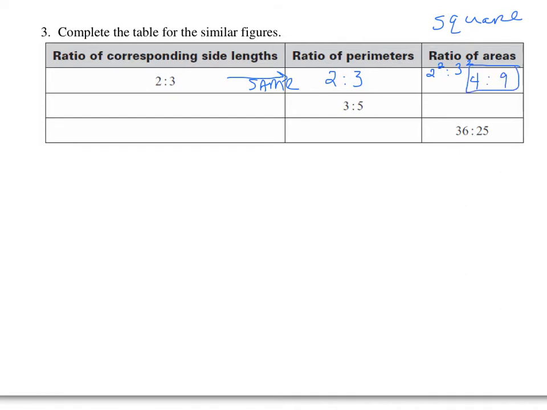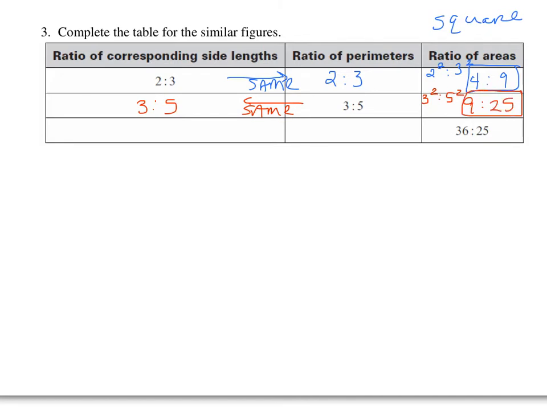In the next one, we start with 3 to 5. Again, the ratio of the perimeters is the same as the ratio of the sides. Those can be interchangeable, so I'm just going to leave it as 3 to 5. But if I want to square it for the area, I will have 9 and then 25.